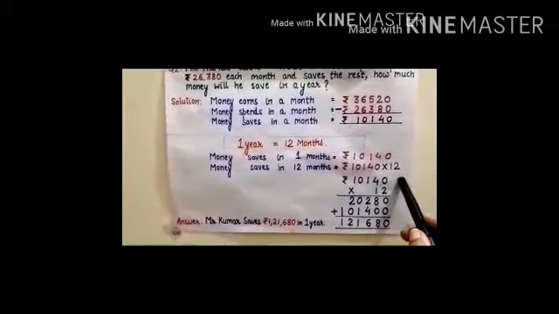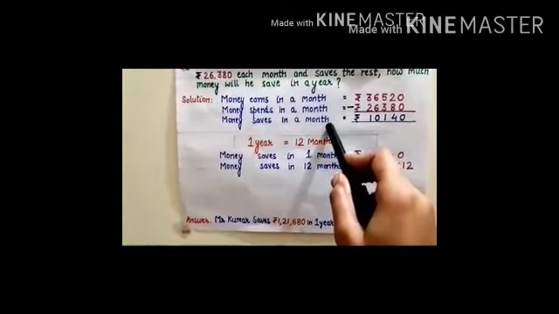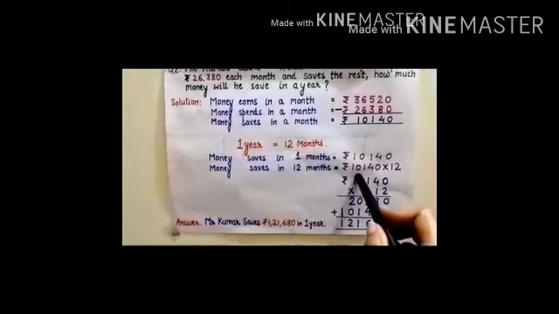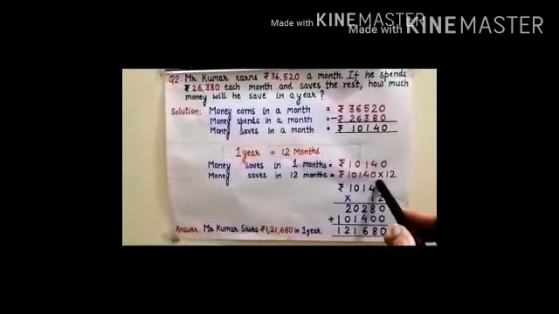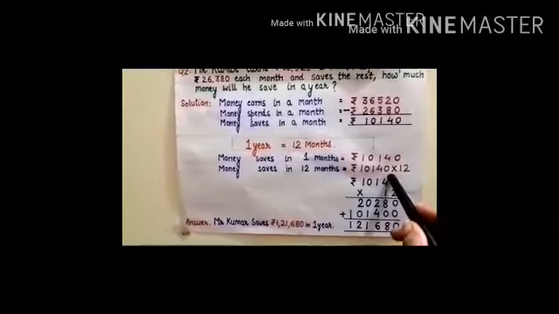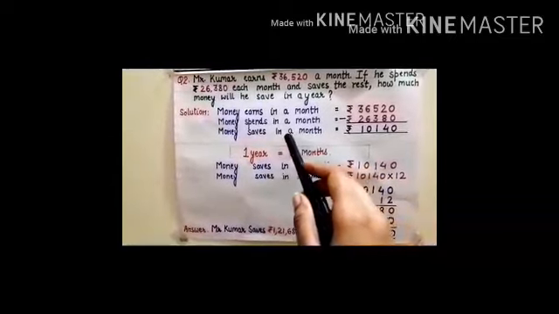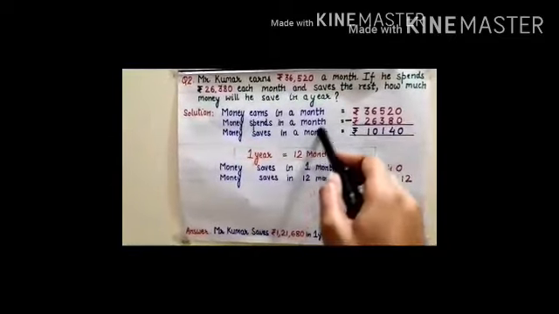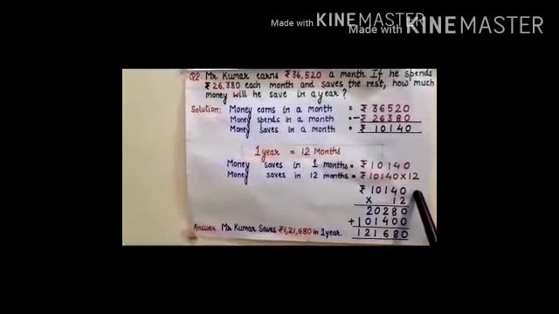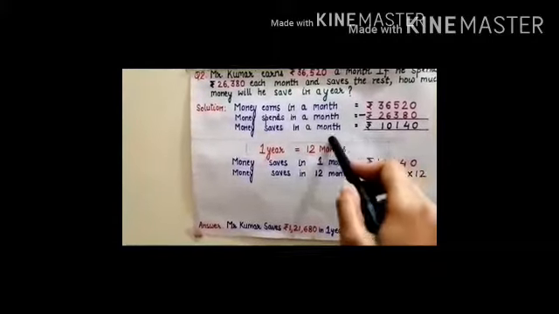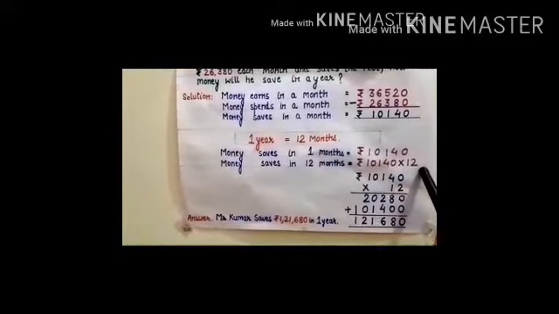Why we are writing 12? Because in 1 year we are having 12 months and we know the saving of Mr. Kumar for 1 month. That is why we are multiplying his 1 month saving by 12. Now the question is, why we are multiplying here? So in previous question, I explained to you that wherever you are moving from a smaller number to a bigger number, that is, here you are moving from 1 month saving to the 12 month saving, from 1 to 12. That is, 1 is smaller number and 12 is bigger number. So that is why you are doing multiplication here.